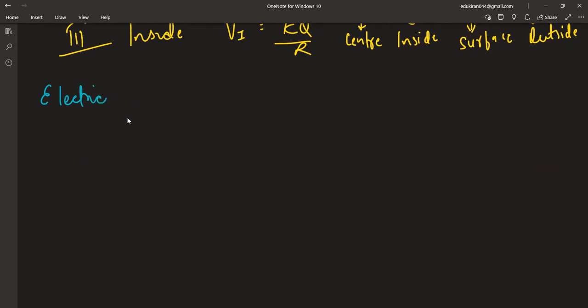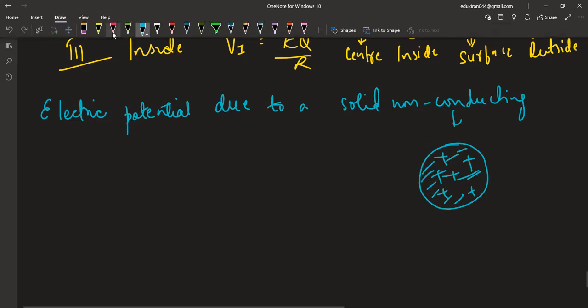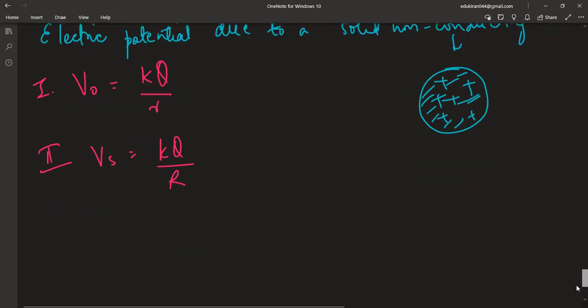So this is electric potential due to a solid non-conducting sphere. When I say non-conducting, it means charges are accumulated inside, and this is not hollow. It has mass also. That is what is meant. Now coming to its formula, outside, this is KQ by small r, same. Coming to the surface is also same, KQ by capital R. The difference comes in potential due to inside.